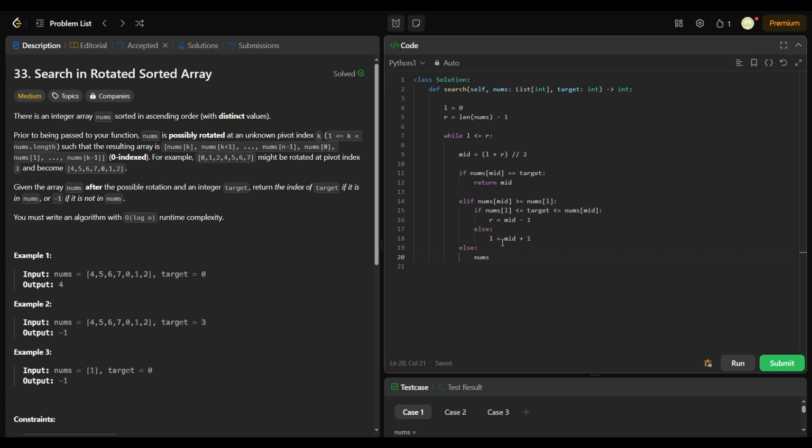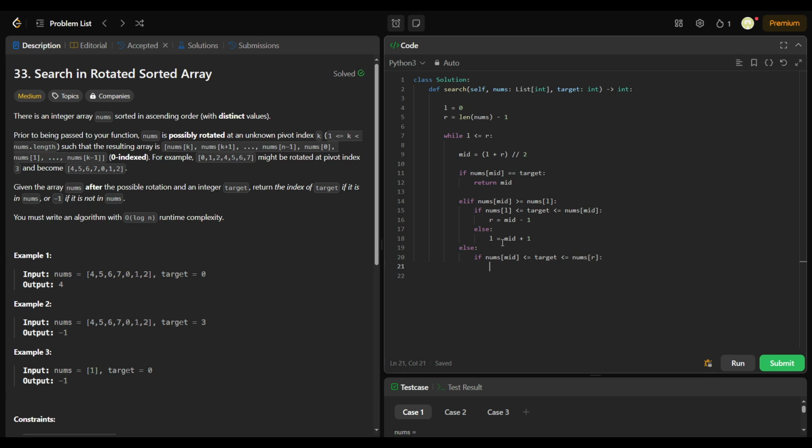Otherwise, let's actually just consider what's on the left, right? So the way we would do this is we would basically do what we do up here, except we're doing it for the right portion. So we're going to say nums of mid is less than target. Does target exist in the boundary between the midpoint and the right pointer? That's what we're doing, right? So we would say nums of R.